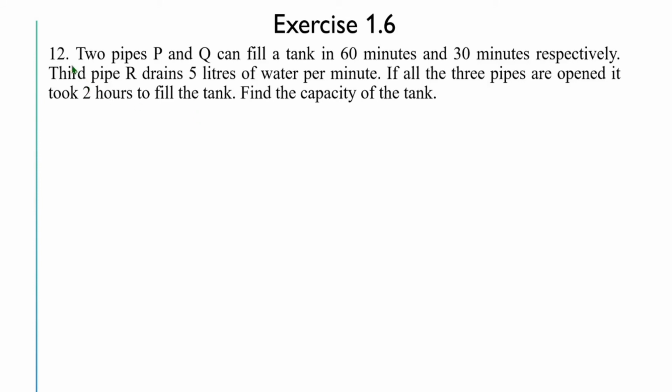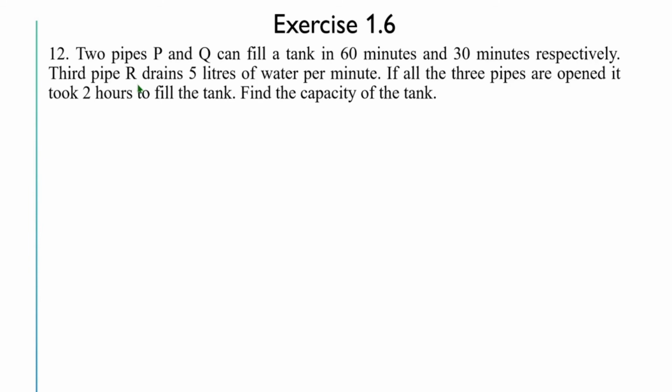Next question. Two pipes P and Q can fill a tank in 60 minutes and 30 minutes respectively. Third pipe R drains 5 liters of water per minute. If all the three pipes are opened, it took 2 hours to fill the tank. Find the capacity of the tank. So we are given two pipes P and Q that can fill the tank in 60 minutes and 30 minutes respectively. Then there is a third pipe which drains 5 liters of water per minute. We are not given the time taken by R to drain the tank. If all the three pipes are opened, it took 2 hours to fill the tank. We have to find the capacity of the tank.